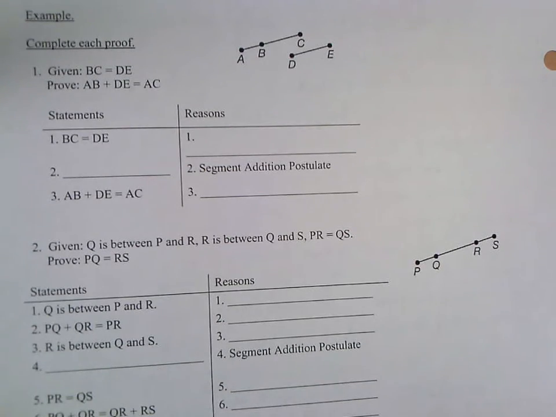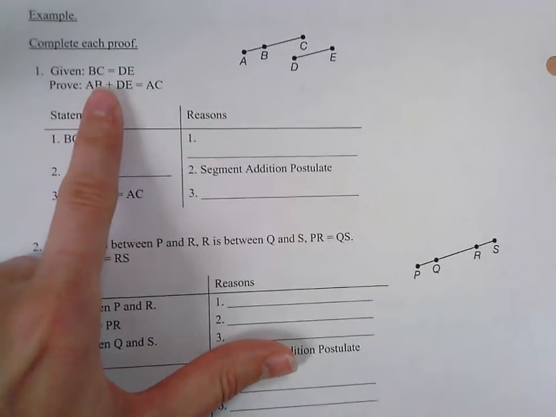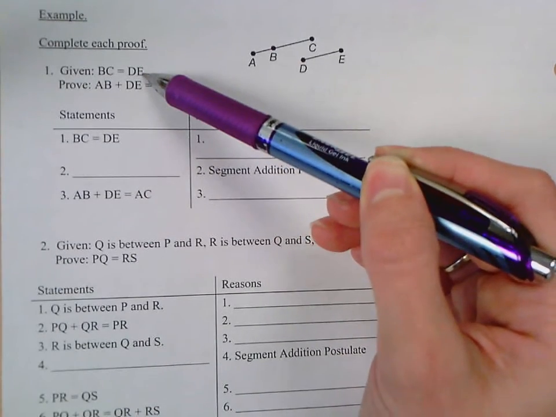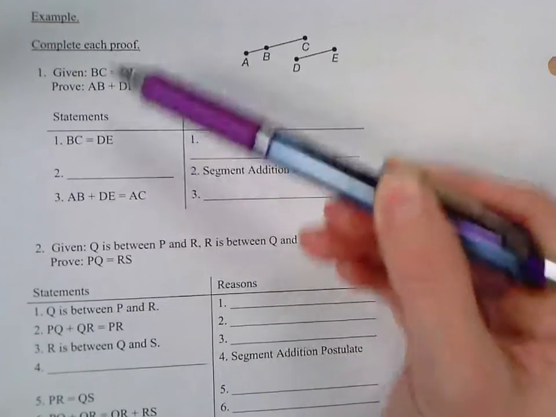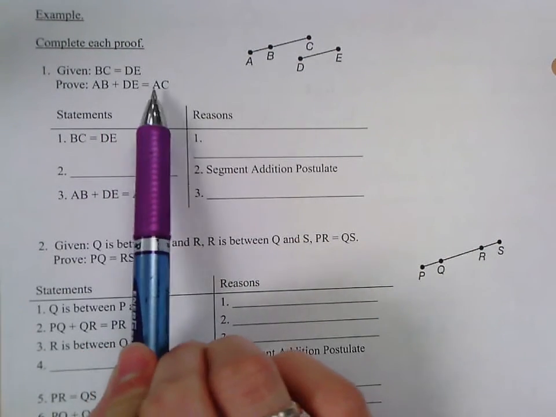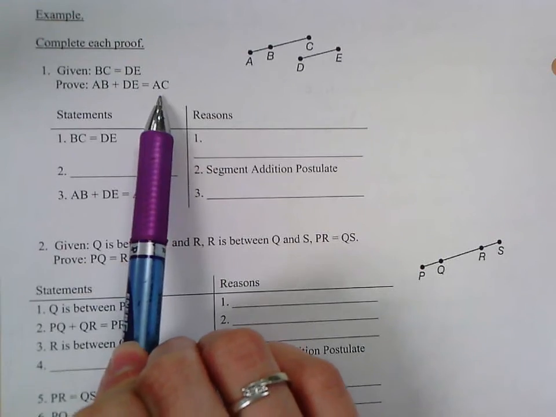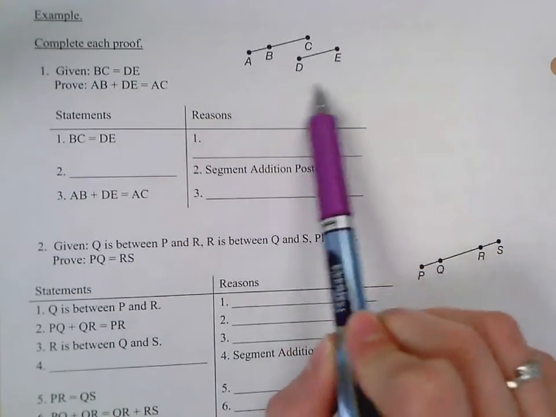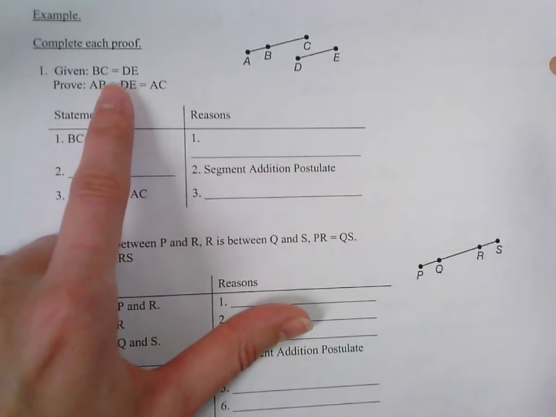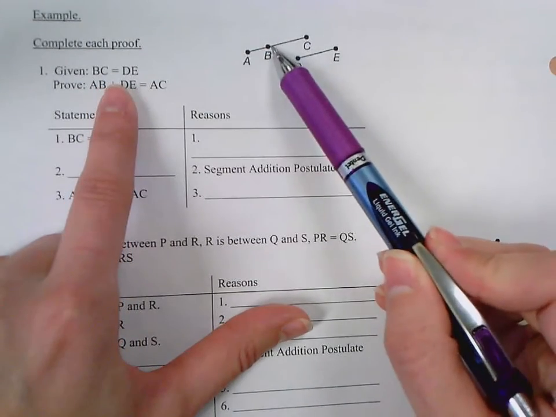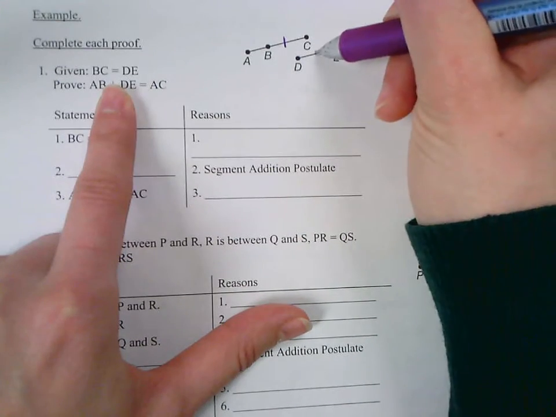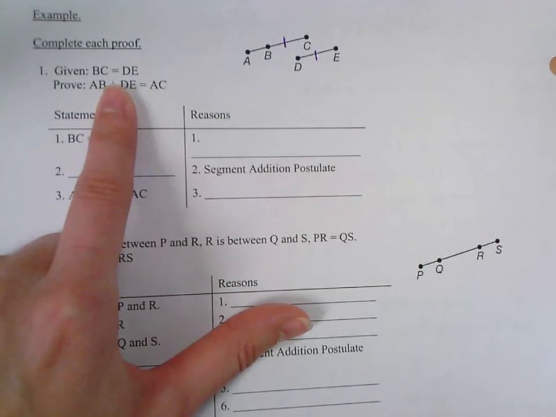But if we look at number 1, we are given that the measure of segment BC is equal to the measure of segment DE. We are trying to prove that AB plus DE is equal to AC. There is a diagram already given to you. If I were to mark this with what I'm given, I know in this diagram BC and DE are the same measure. So I'm just going to put a line marking on here so I know they're congruent.